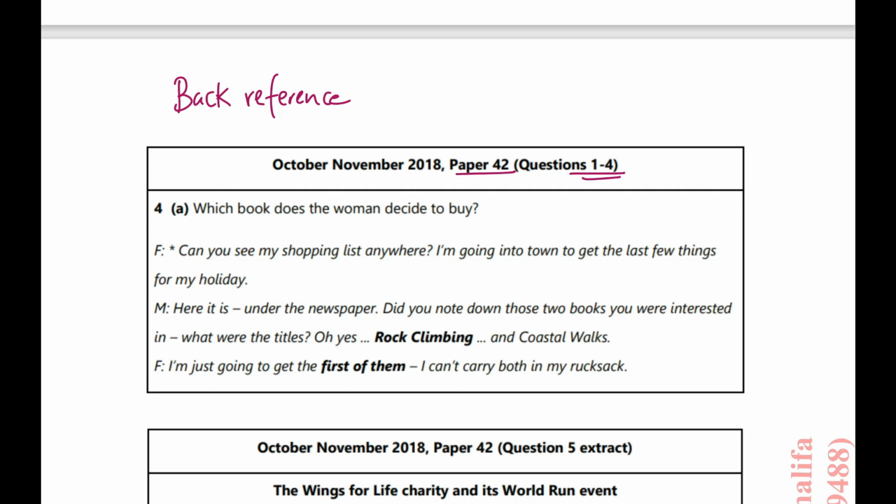Knowledge of back reference can help candidates to answer reading comprehension and gap fill type questions, as illustrated by the following example: October-November 2018, paper 42, questions 1 to 4. The question says: Which book does the woman decide to buy? We have got a female and a male here.